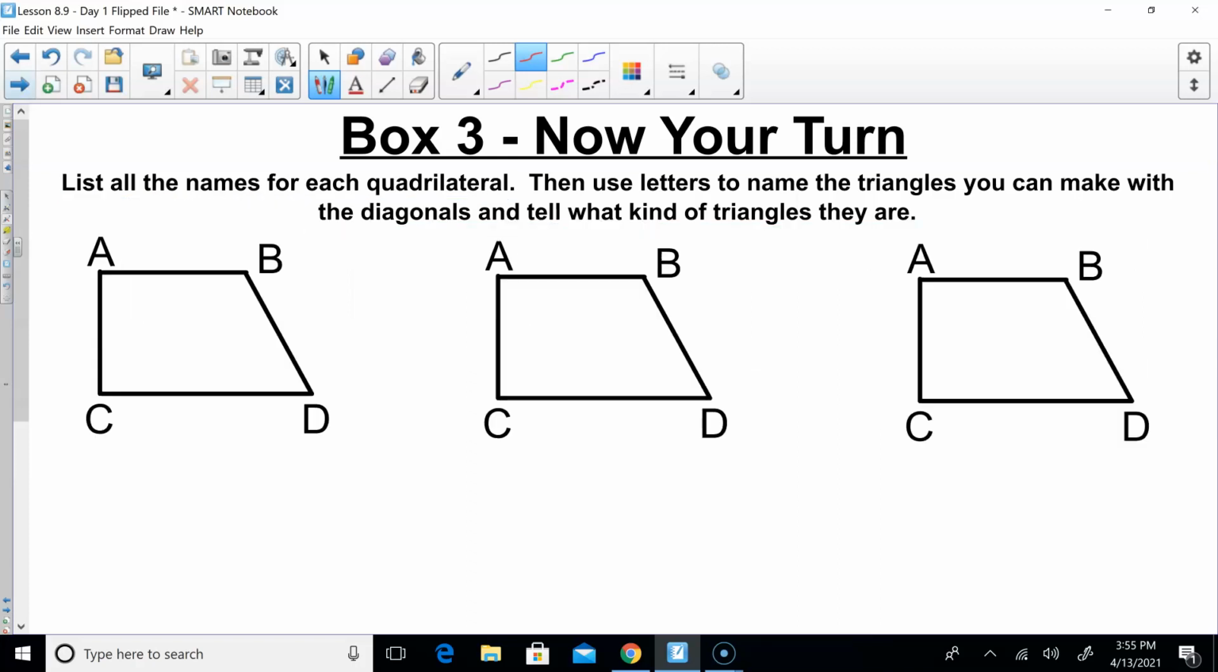Here's another example of those same skills. I want you to draw the shape three times, list the names for all the quadrilaterals, and then tell me what triangles they make when you cut them in opposite directions. Good luck.